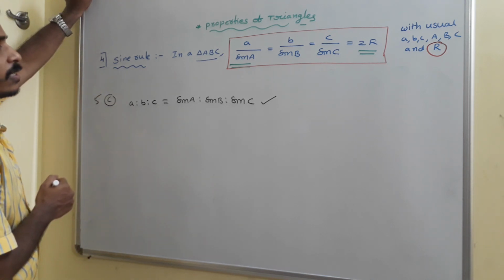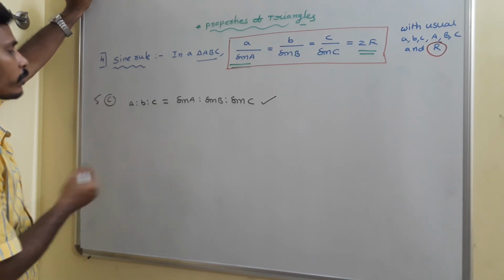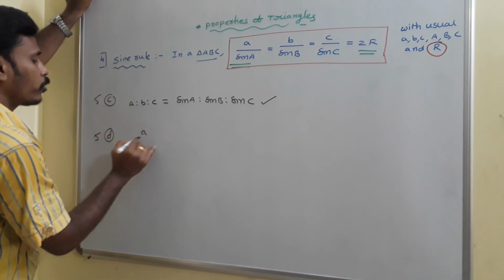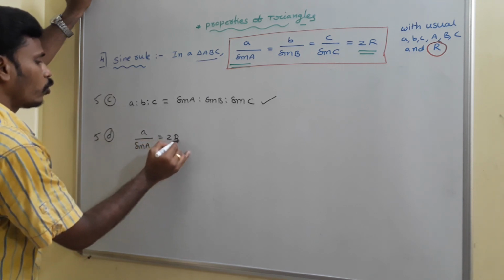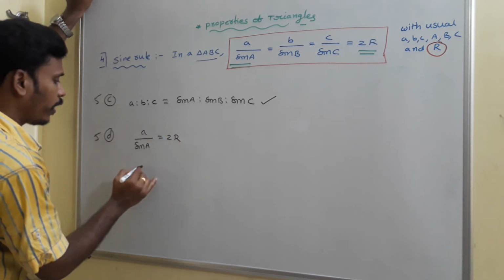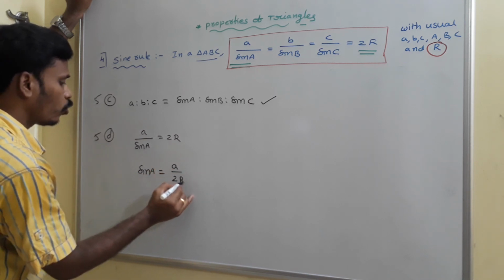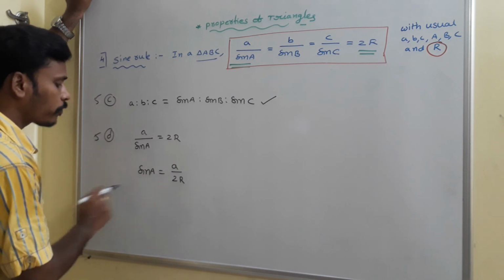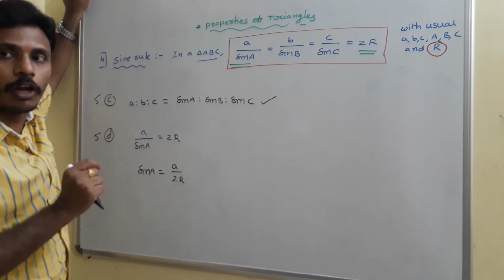And the next thing is 5D. What I will say is, suppose you take a by sin A equals 2r, and from there sin A equals a by 2r. Since sin A equals a by 2r, and we know that the value of sin A in a triangle is always what?